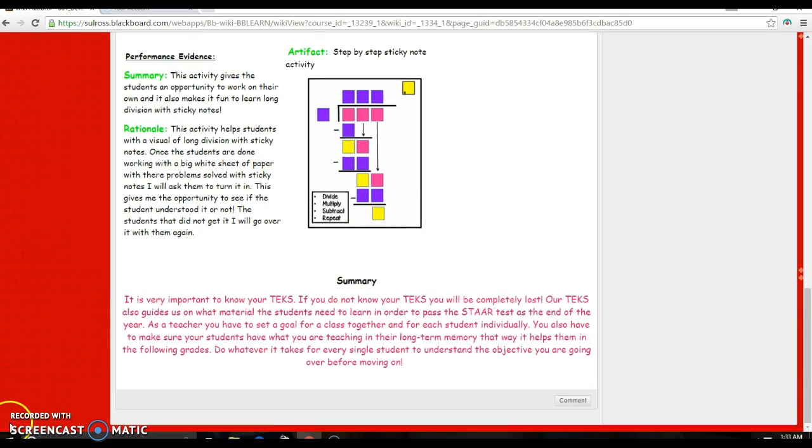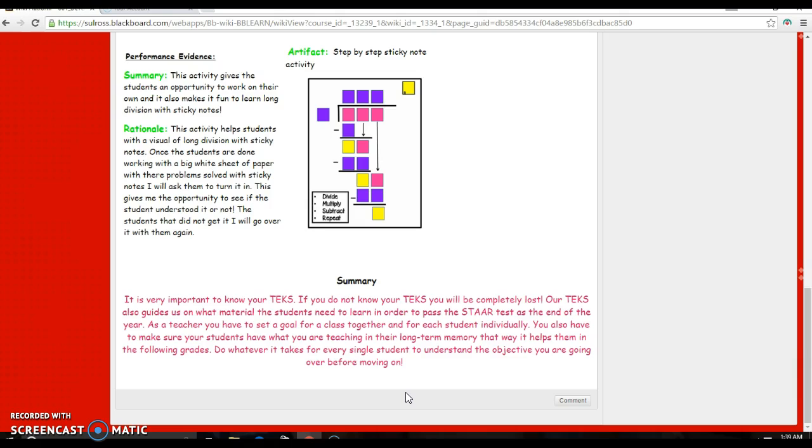Right, for my summary overall, it is very important to know your TEKS. If you don't know your TEKS, you will be completely lost. Our TEKS also guides us on what material the students need to learn in order to pass the STAAR test at the end of the year. As a teacher, you have to set a goal for a class together and for each student individually. You also have to make sure your students have what you are teaching in their long-term memory. That way it helps them in their following grades.